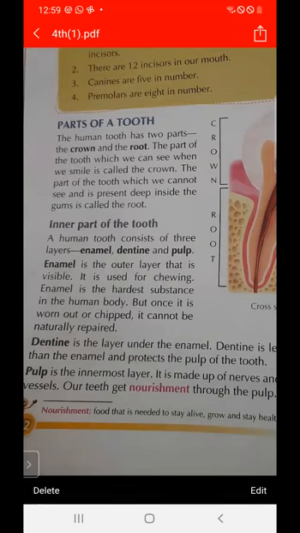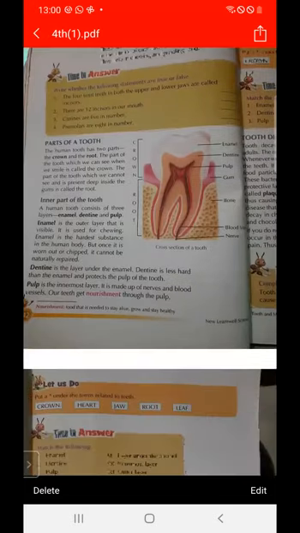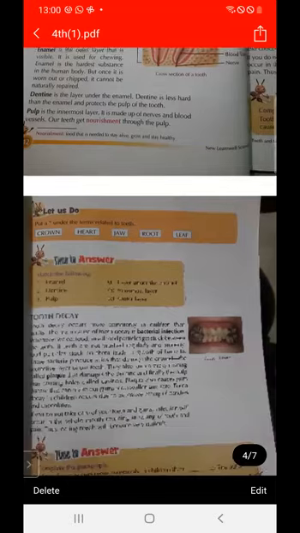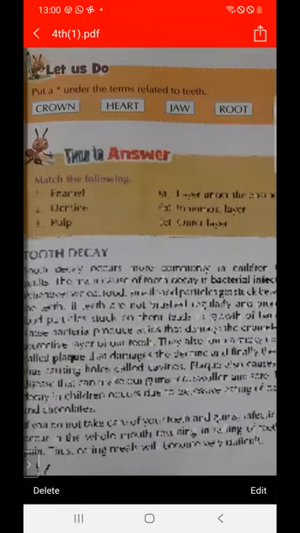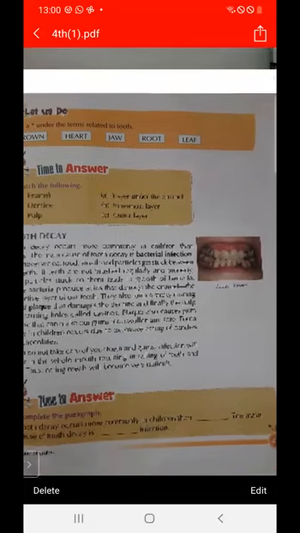And what do you mean by nourishment? The food that is taken to stay alive and grow healthy is called nourishment. So you have to remember these, and in the next lecture, we will study about tooth decay and how tooth decay occurs.